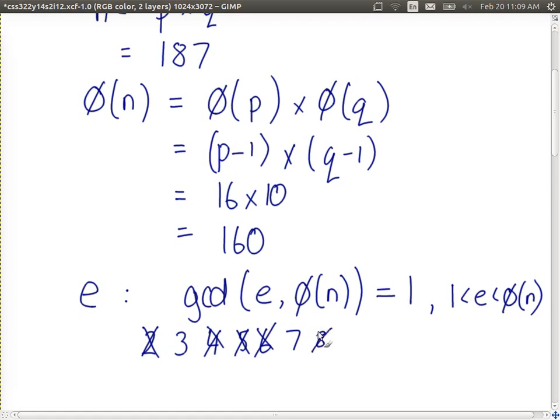8, no. 9, you can check, has a greatest common divisor of 1 with 160, so 9 is okay. And we can keep going, we'll find other numbers. 11's okay, and there are others. We just need one value. Later we may talk about what would be the better value, but let's just choose one for now.